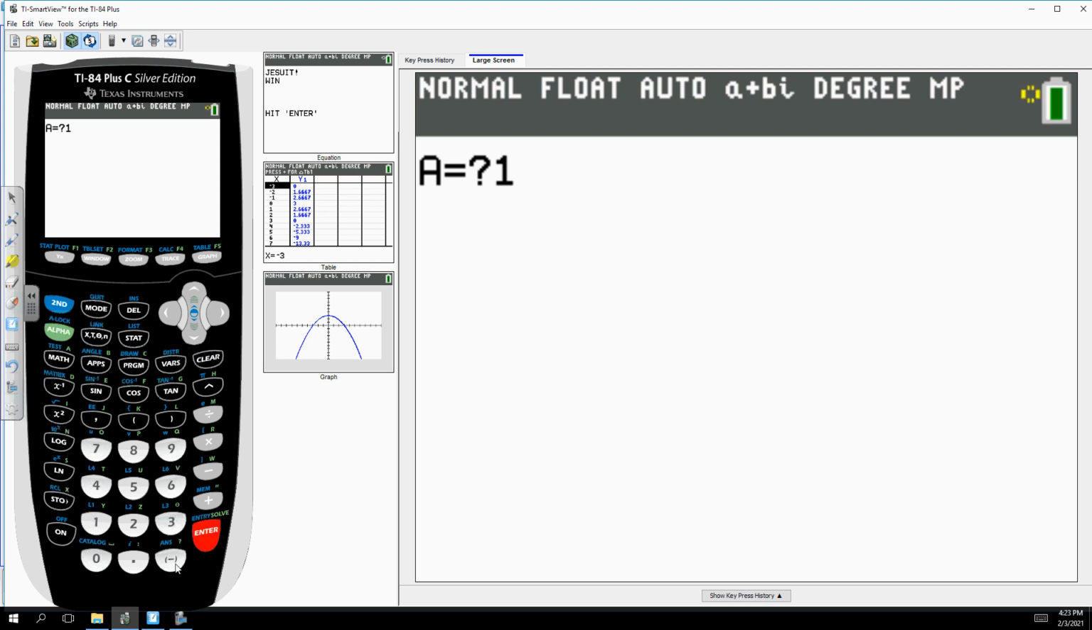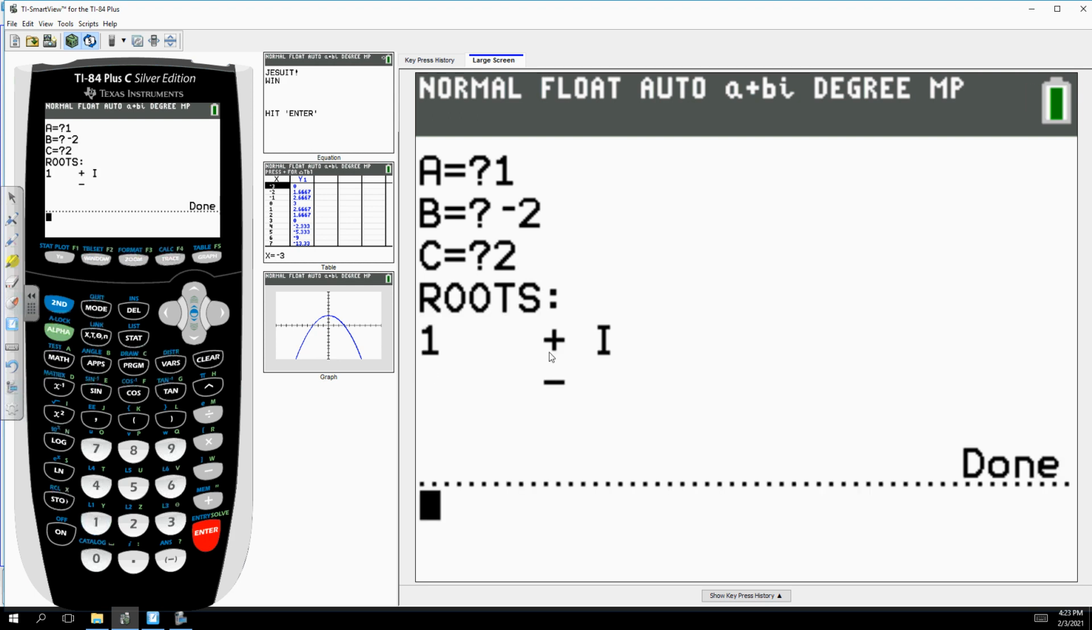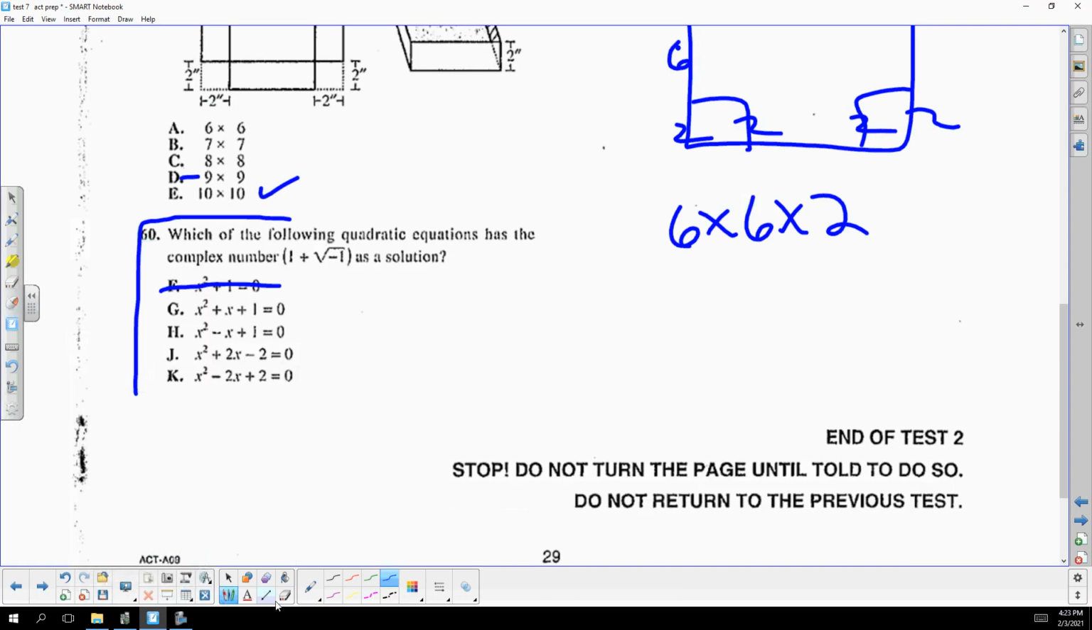1 minus 2 and 2. And look at what it gives you for the answer. 1 plus or minus I. Ain't you glad you took the course? K is the right answer. Bada bing. I'm done.